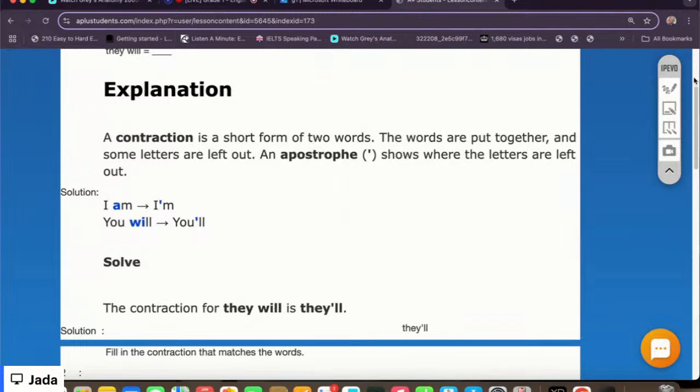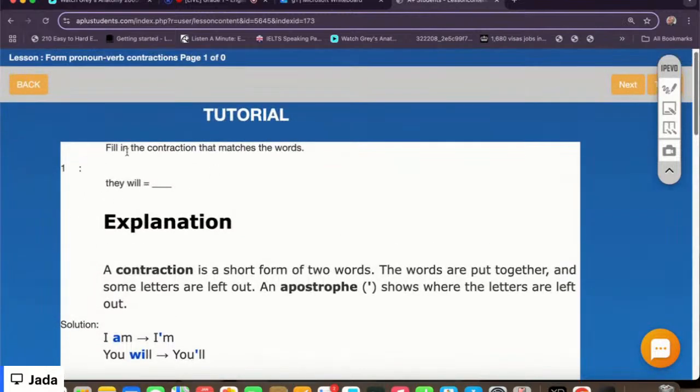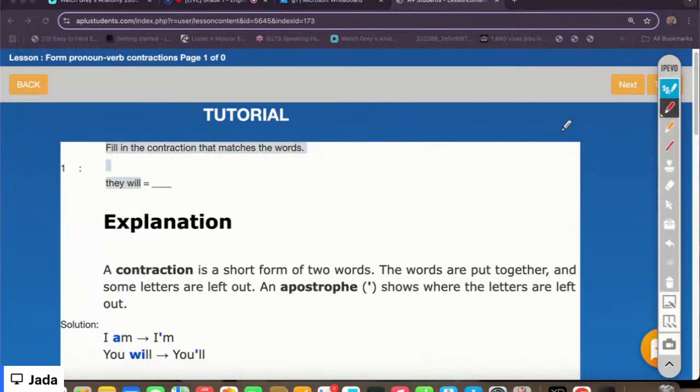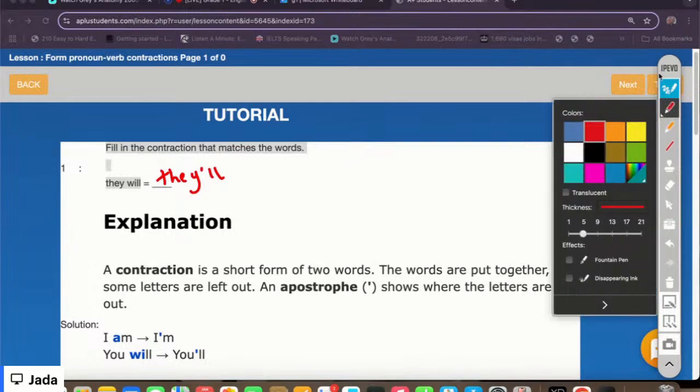Okay, so moving on here, we already know the contractions. It's like filling in the contraction that matches. So they will be like this. So that's the right contraction for they will. Okay.